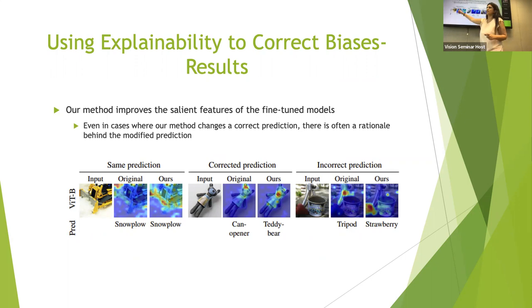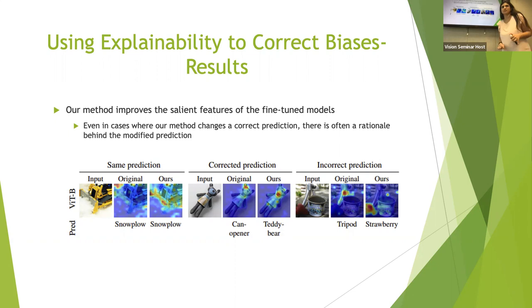And here you can see corrected predictions where the model originally predicted that this is a can opener based on the eye of the puppet. And once we fine-tune the model to look at the entire object, or to look less sparsely at the object, it actually classifies a teddy bear.